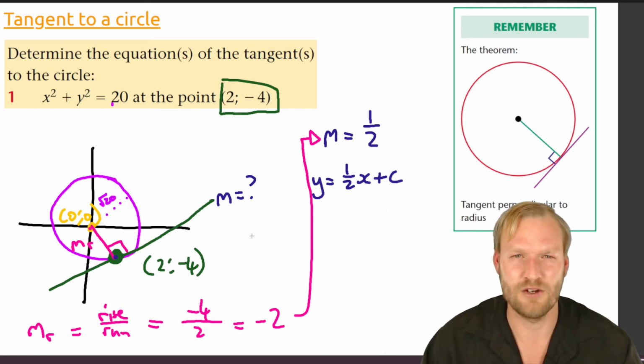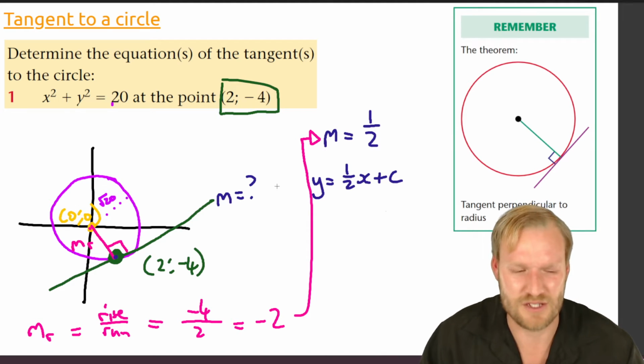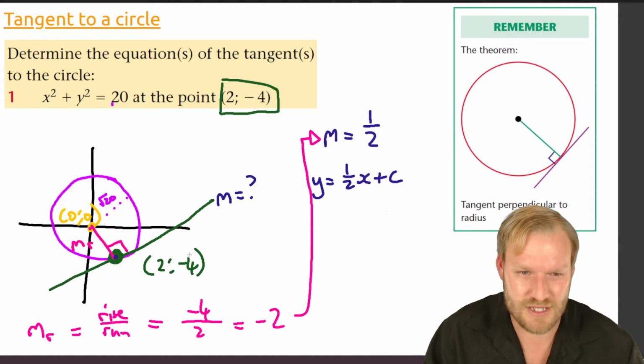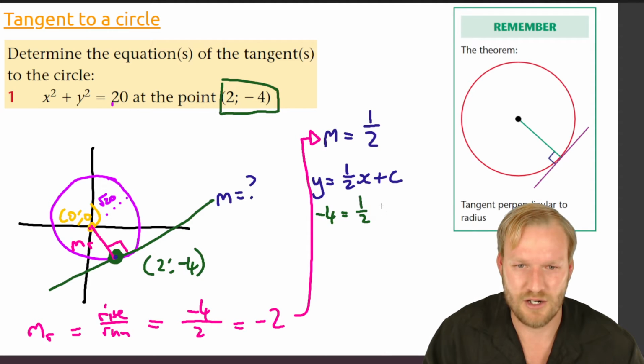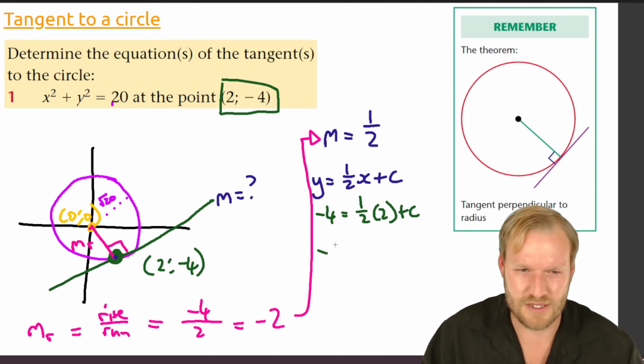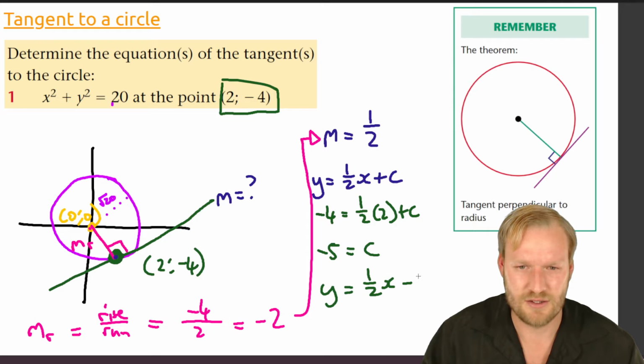How are we going to find out what c is? I've done quite a few of these in the last few videos. You sub in this point. So, -4 equals a half times 2 plus c. A half times 2 is 1. Subtract 1 from each side: -5 equals c. So therefore, y equals a half x minus 5.